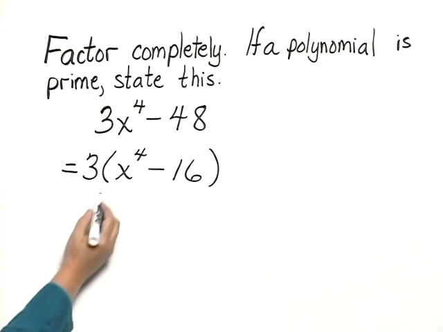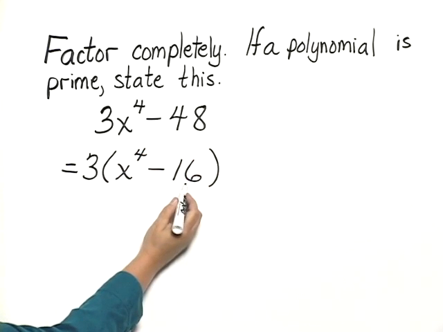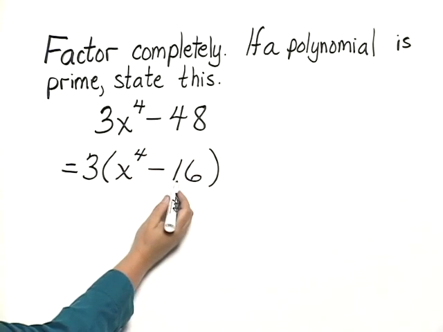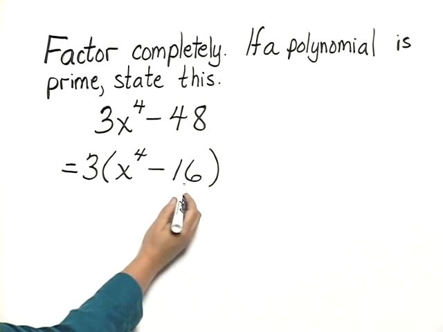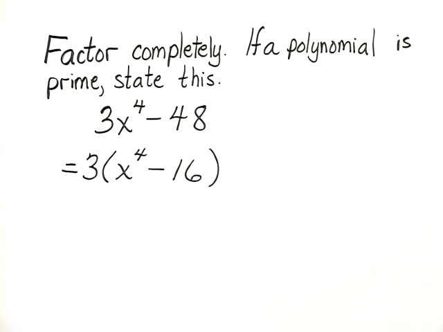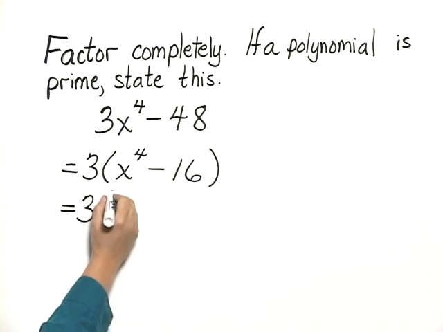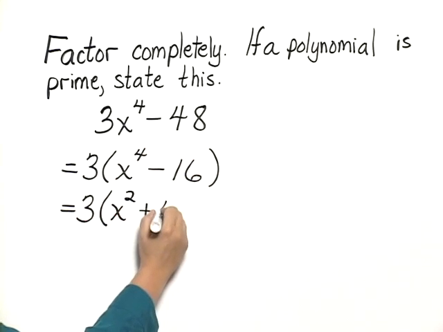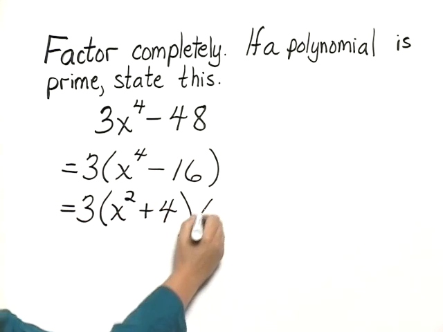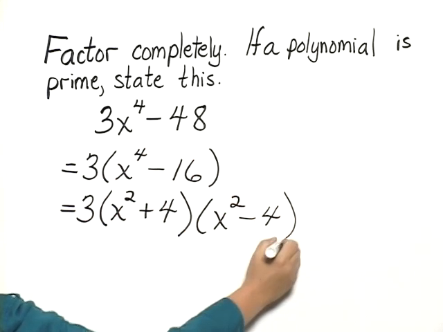Now we check to see if we can factor the polynomial inside the parentheses. It is a binomial, and it is a difference of squares. X squared squared is x to the fourth, and 4 squared is 16. So we can write this, keeping our common factor, as x squared plus 4 times x squared minus 4.